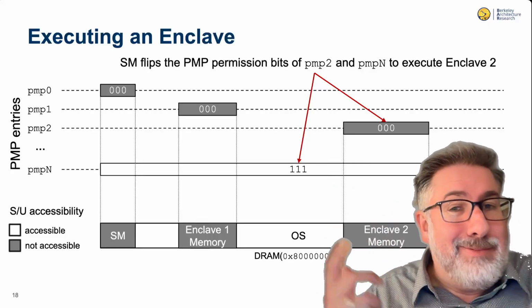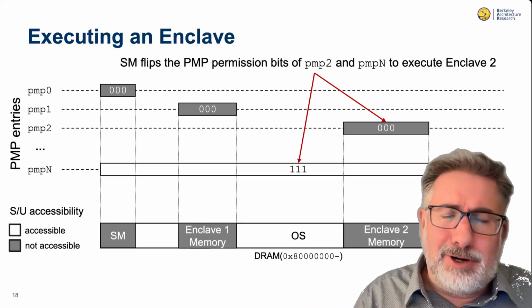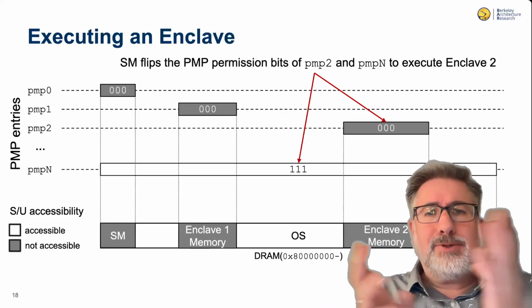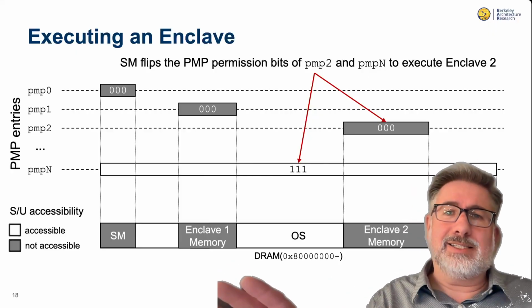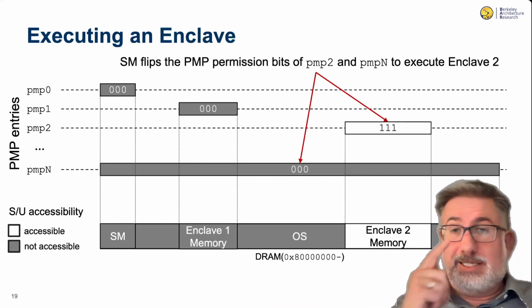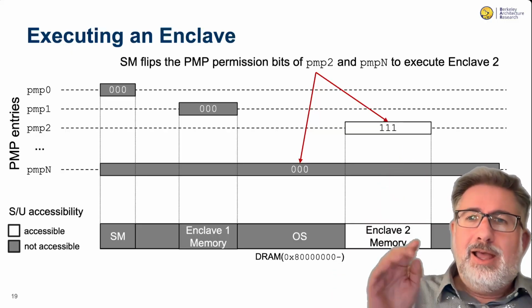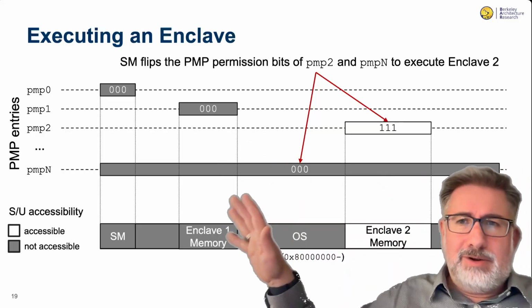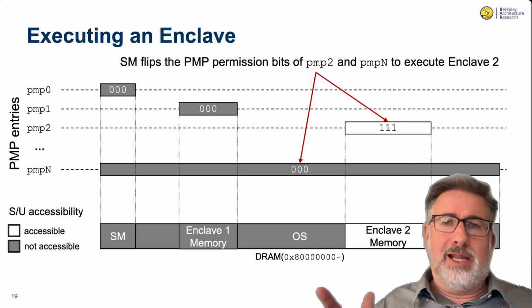And by that I mean the system monitor, right? The lowest level security monitor, even the operating system can't mess with this. It swaps out those permission bits so that the operating system no longer has access and only the enclave has access. So the enclave, when it starts to run, has access to this memory. Everything else is blocked off. No other memory is accessible at the hardware level because these registers are blocking that.